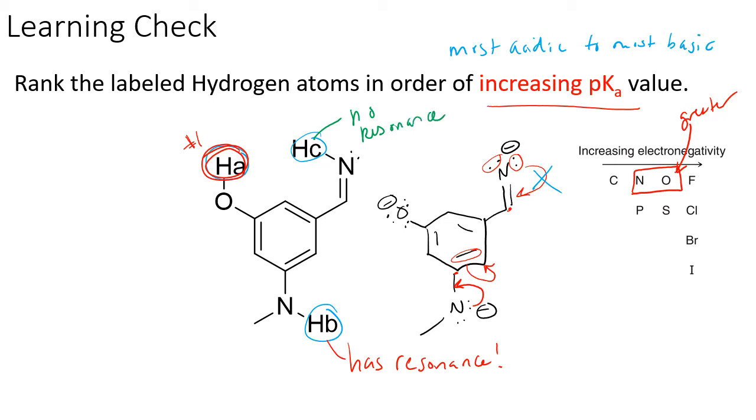So that means that HB is going to be the next acidic, that'll be number 2, and HC will be number 3. So for our ranking then, most acidic to most basic, we're going to have HA, which had the most stable conjugate base, followed by HB, that was our next stable conjugate base, nitrogen and resonance. Our least stable conjugate base in this group was HC, which was on nitrogen, but it had no resonance. So that would be our ranking.